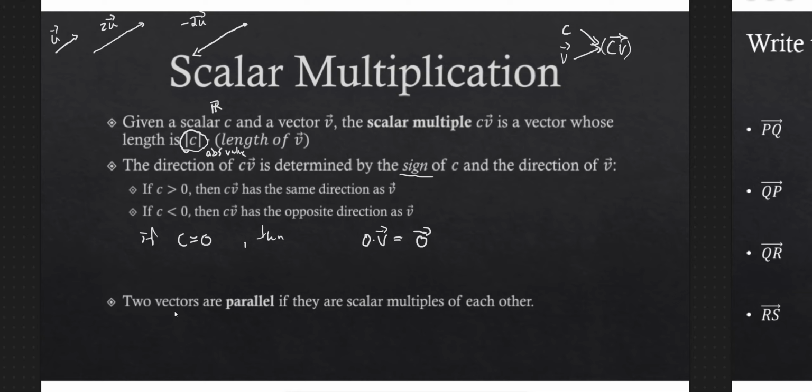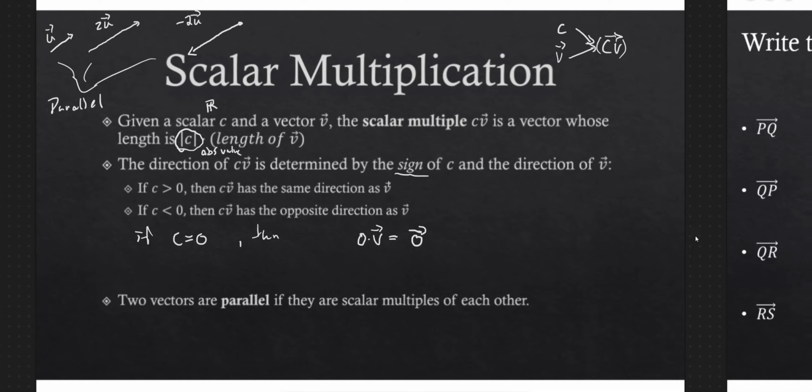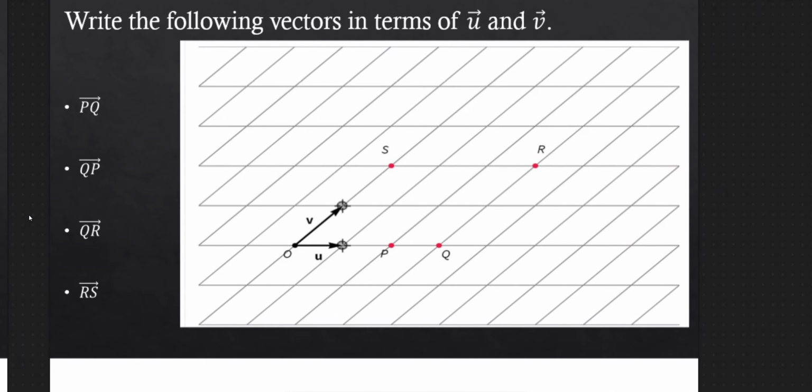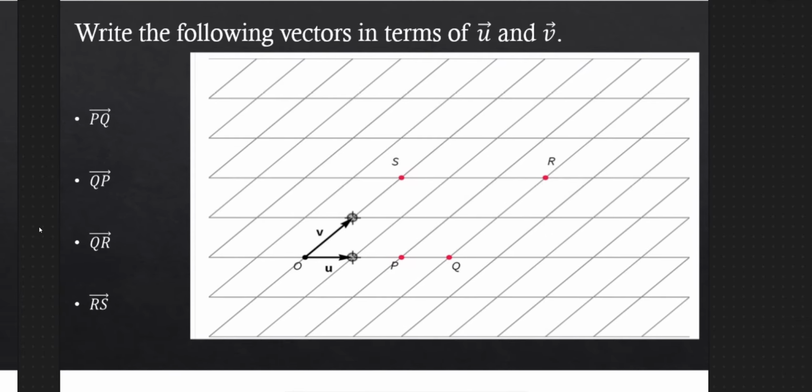One bit of terminology here: two vectors are parallel if they are scalar multiples of each other. So these three vectors here are all scalar multiples of each other because they're scaled versions of u, and so we say they are parallel. So that's what's meant by parallel. All right, so that's a bit about scalar multiplication. Let's get a little bit more comfortable with this by looking at an example.